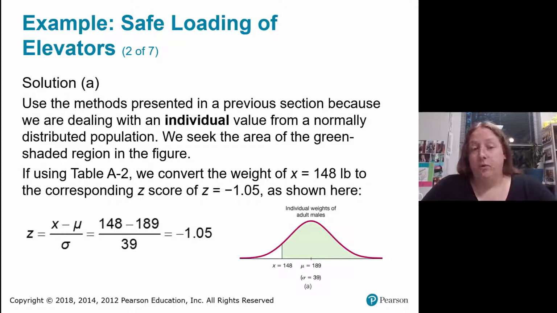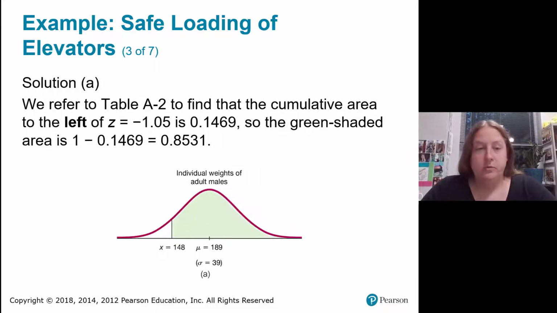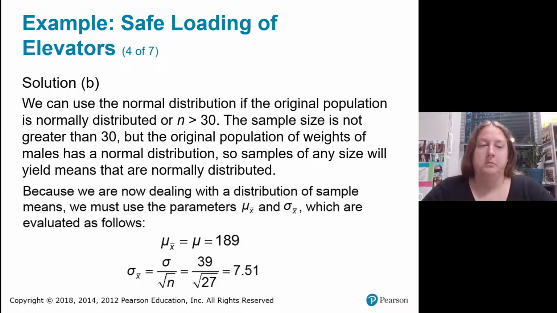We're looking for the area underneath that normal curve to the right of z equals negative 1.05. When we do that, we find that the area to the left of z equals negative 1.05 is 0.1469. So to find the area to the right, we'll do 1 minus 0.1469 and get an area of 0.8531. So now we've completed part A. We'll hold off on interpreting it and do part B.